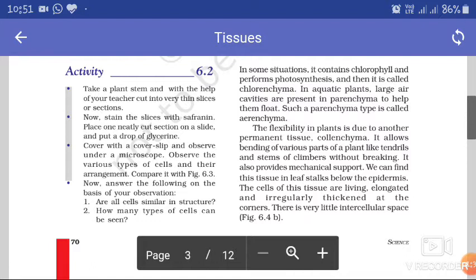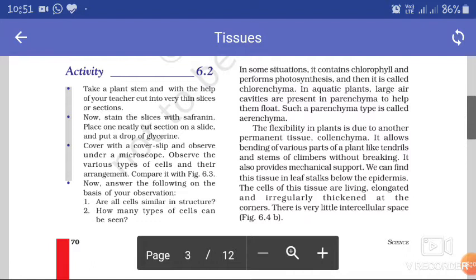The flexibility in plants is due to another permanent tissue, collenchyma. It allows bending of various parts of plants like tendrils and stems of climbers without breaking. It also provides mechanical support.